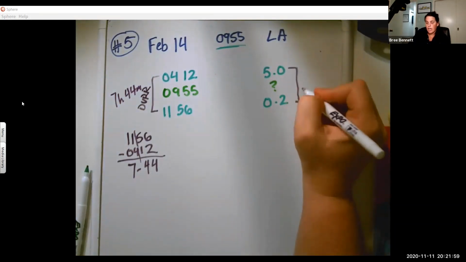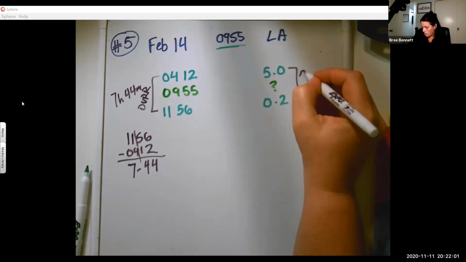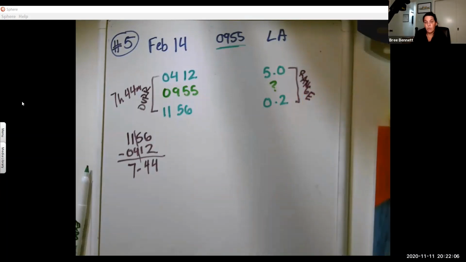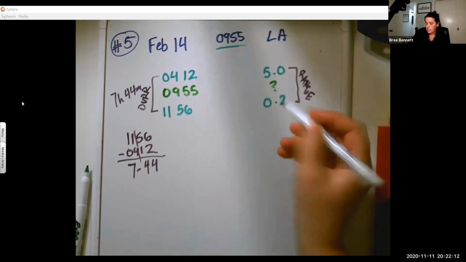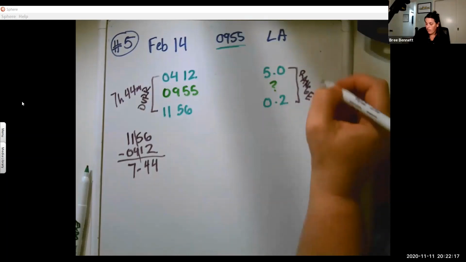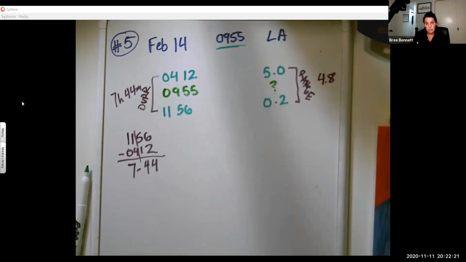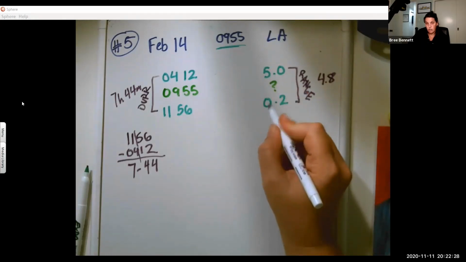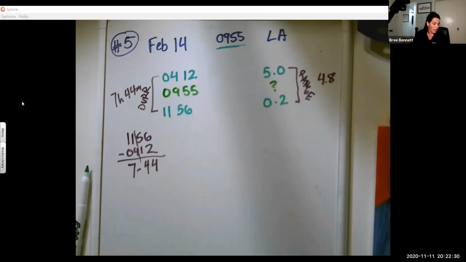Over here, I have range. So that's the range in feet. How much did it fall or how much did it rise? So my range is going to be the difference here. My range fell 4.8 feet. It went from 5 to 0.2. It fell 4.8 feet.